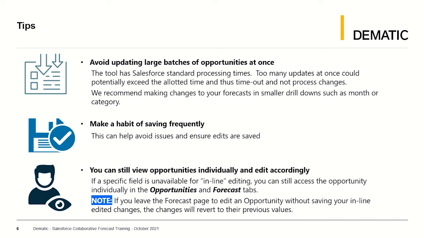You also still have the ability to view and edit opportunities individually. If a specific field is unavailable for inline editing in the forecast tool, you can still access that opportunity individually from the forecast tool by clicking on the opportunity name or title, which is a hyperlink to the actual opportunity record. However, please note that if you leave the forecast page to edit an opportunity without first saving your inline edited changes, the changes will revert to their previous values.